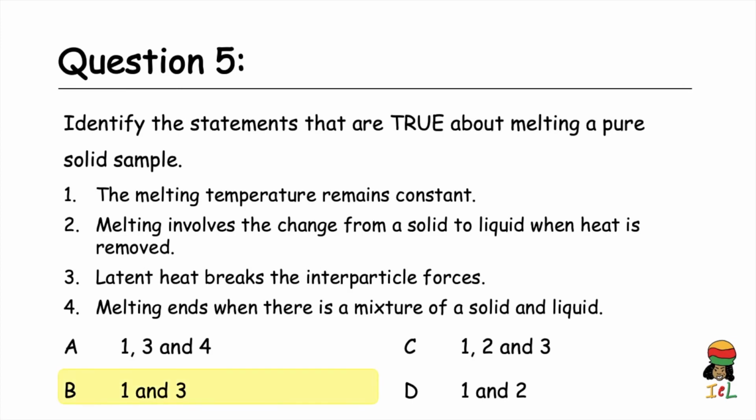So let's see why statements 2 and 4 are incorrect. Now, statement 2 is incorrect because changing from a solid to a liquid requires the supply of heat energy and not the removal. And 4 is incorrect because melting ends when all the solid changes to a liquid. However, during the process of melting, there would be a mixture of the solid and the liquid.